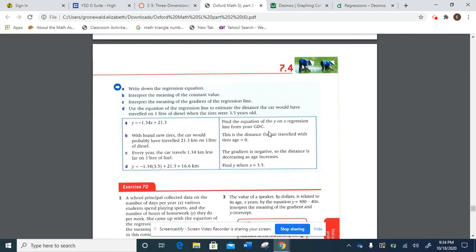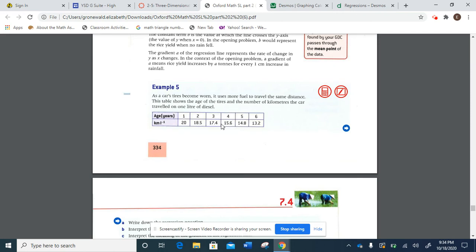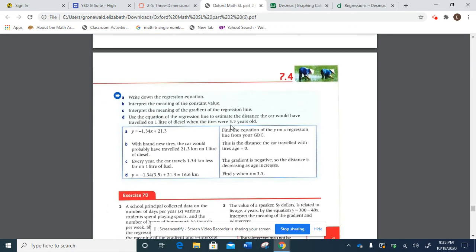The last piece says use the equation of the regression line to estimate the distance the car would have traveled on 1 liter of diesel when the tires are 3.5 years old. So basically what you're doing here is plugging in 3.5 for x, and then you're calculating it. Okay. Because there's no 3.5 anywhere on here, you're basically going to get a number between 17.4 and 15.6. Use your equation to solve what it's asking for. So you're just plugging in 3.5, and then you get 16.6 for your answer there.